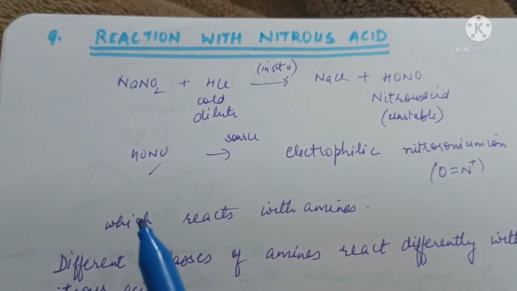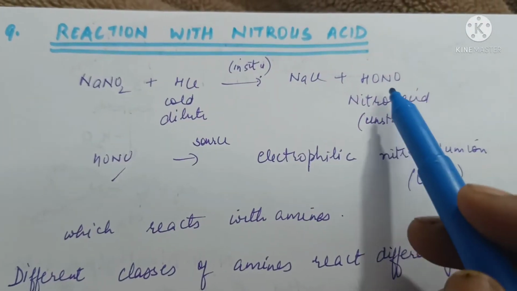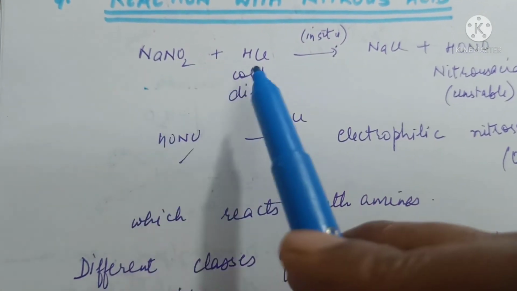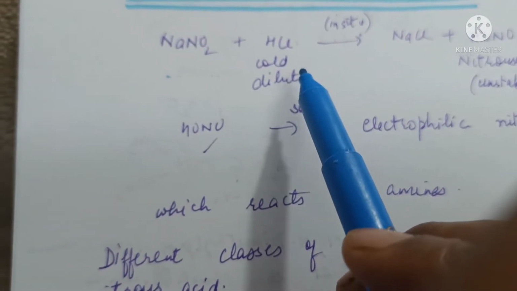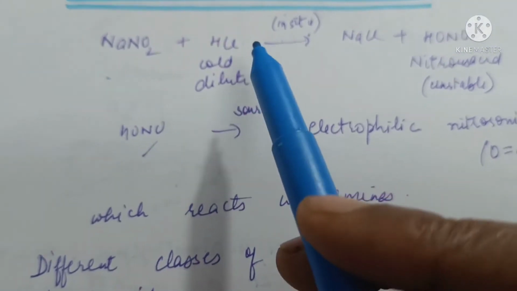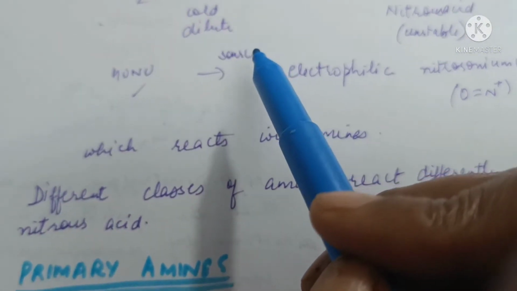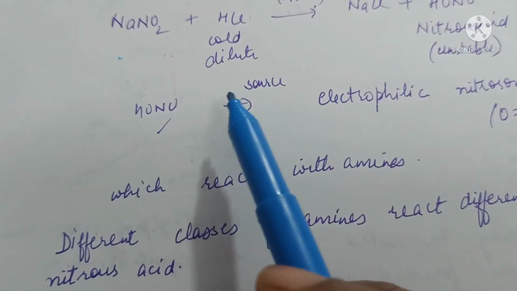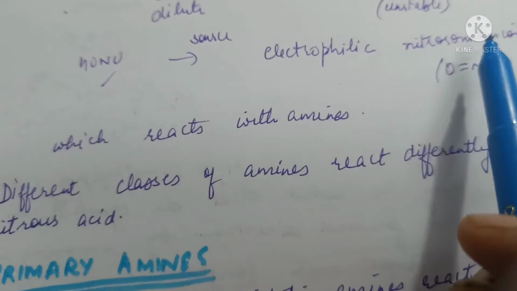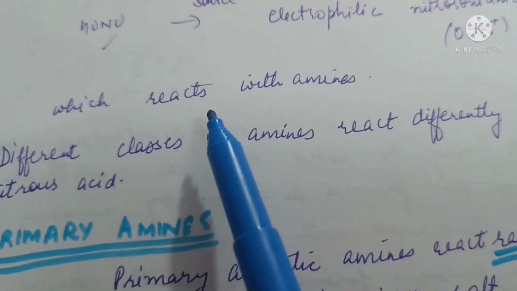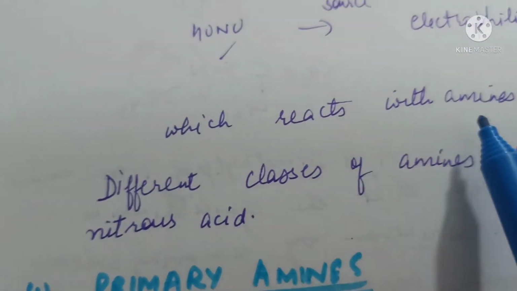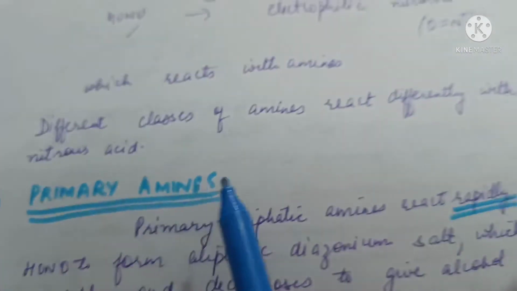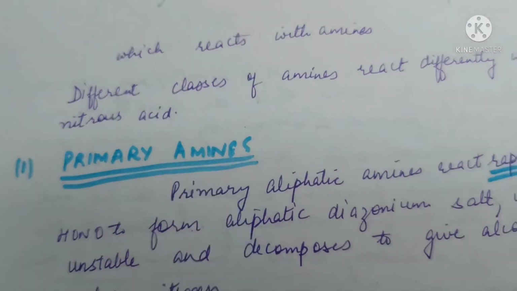Reaction with nitrous acid. Nitrous acid is an unstable compound, so it is prepared in situ by reaction between sodium nitrite and HCl in cold conditions. So the hydrochloric acid taken is cold and dilute. The nitrous acid is a source of electrophilic nitrosonium ion, so it can react with amines. Different classes of amine react with nitrous acid differently.